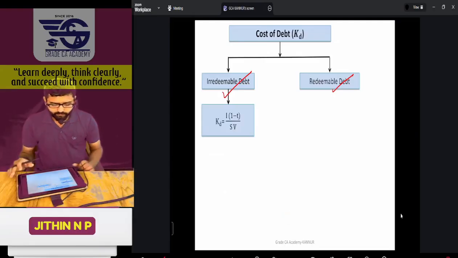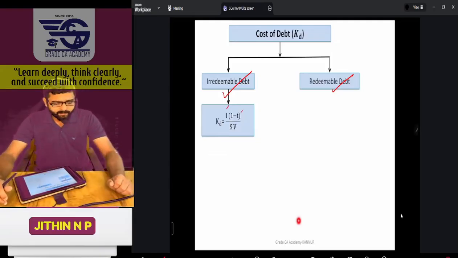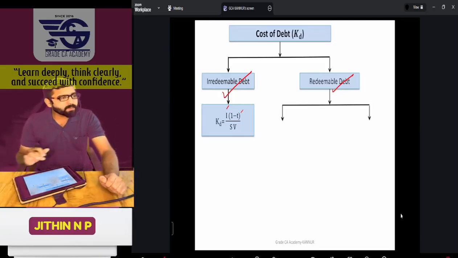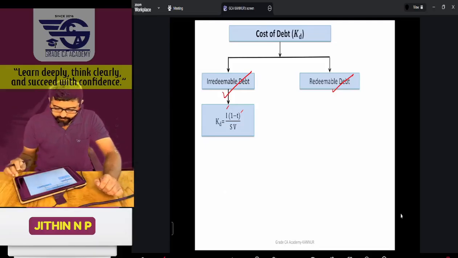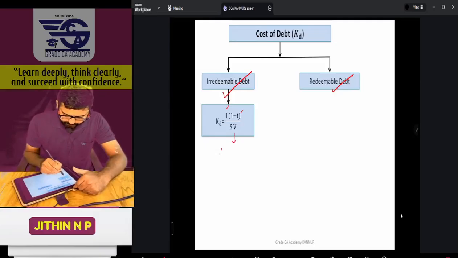Irredeemable debt formula will be I into 1 minus t divided by SV. I means interest. SV means sales value. Sales value means issue price minus flotation cost. What is flotation cost?